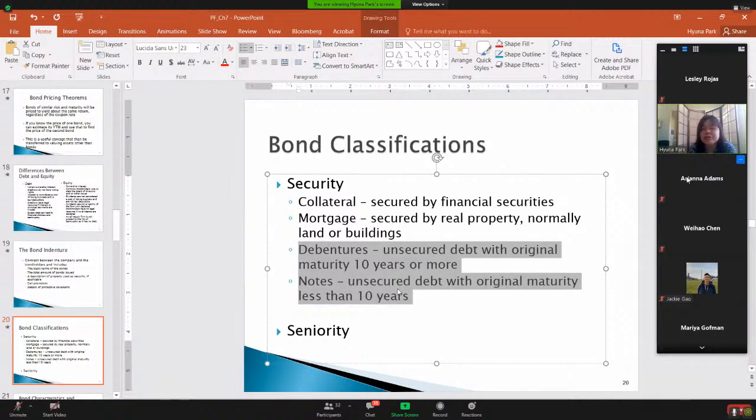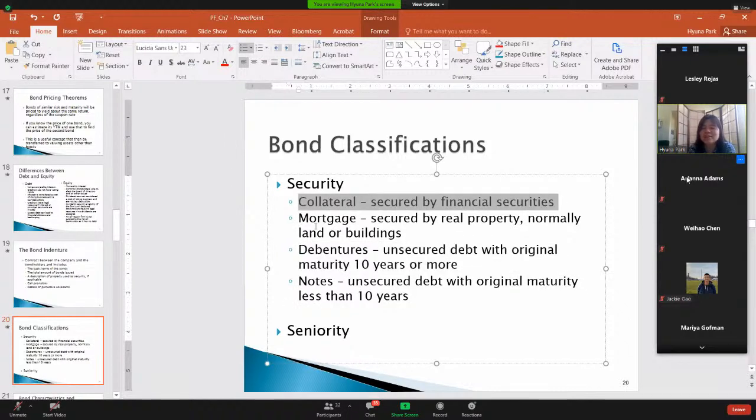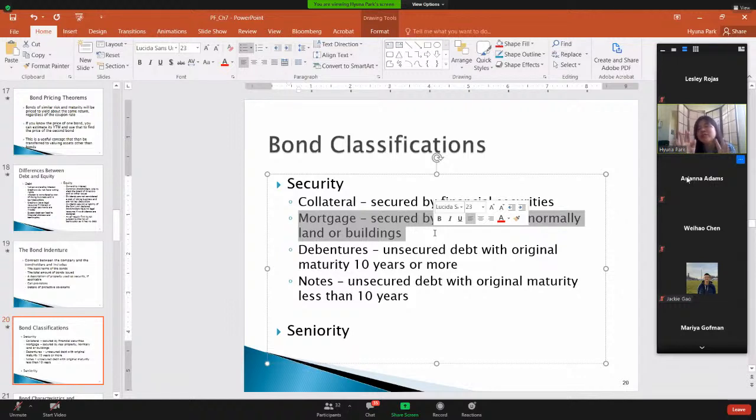Both are unsecured. But some bonds, some debts, are secured, which means having collateral. A good example of secured debt is a mortgage. When you buy a house and go to a bank and get a mortgage, you borrow using your house as collateral. So a mortgage is an example of a collateralized loan, a secured loan.